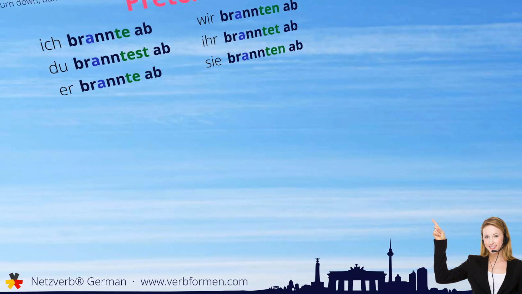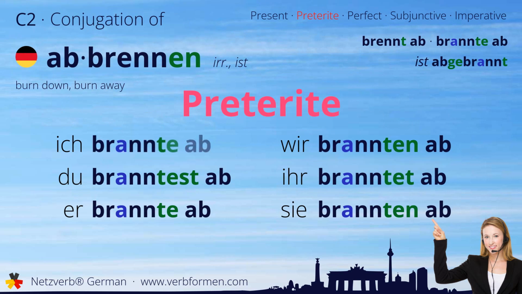Next up is the preterite. Ich brannte ab. Du branntest ab. Brannte ab. Wir brannten ab. Ihr branntet ab. Sie brannten ab.